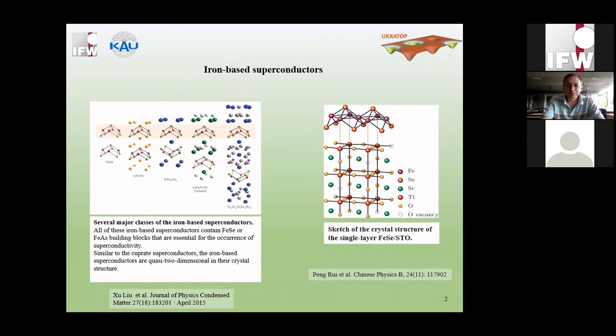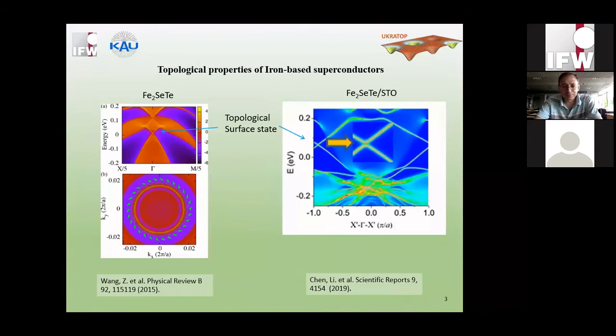Several major classes of the iron-based superconductors were discovered. They can be mainly categorized into the 1111, 122, 11, and 32522 systems, according to their crystal structure. Similar to the cuprate superconductors, the iron-based superconductors are quasi-two-dimensional in their crystal structure.